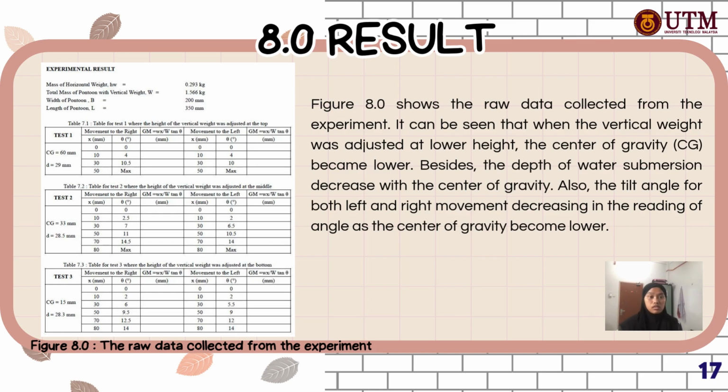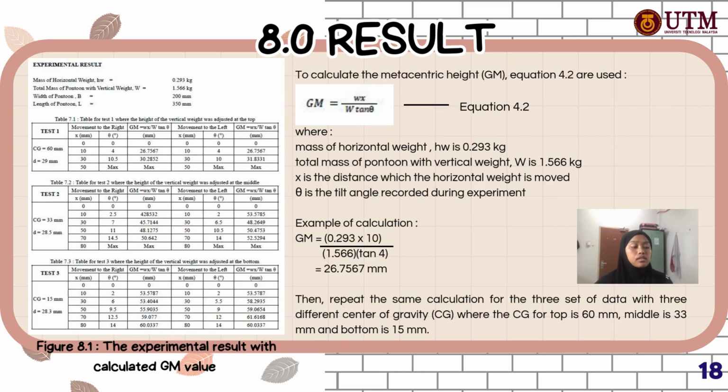Lastly, we calculate the metacentric height, which is GM, using the formula given in the table. So for the result, we can see in figure 8.0 that it shows the raw data collected from the experiment. We can see that when we adjust the vertical weight at the top, we get a higher center of gravity and vice versa. Also, the depth of water submersion decreases with the center of gravity. The tilt angle for both left and right movement also decreases in reading as the center of gravity becomes lower. Figure 8.0 is the raw data collected from the experiment without the calculated value of GM.